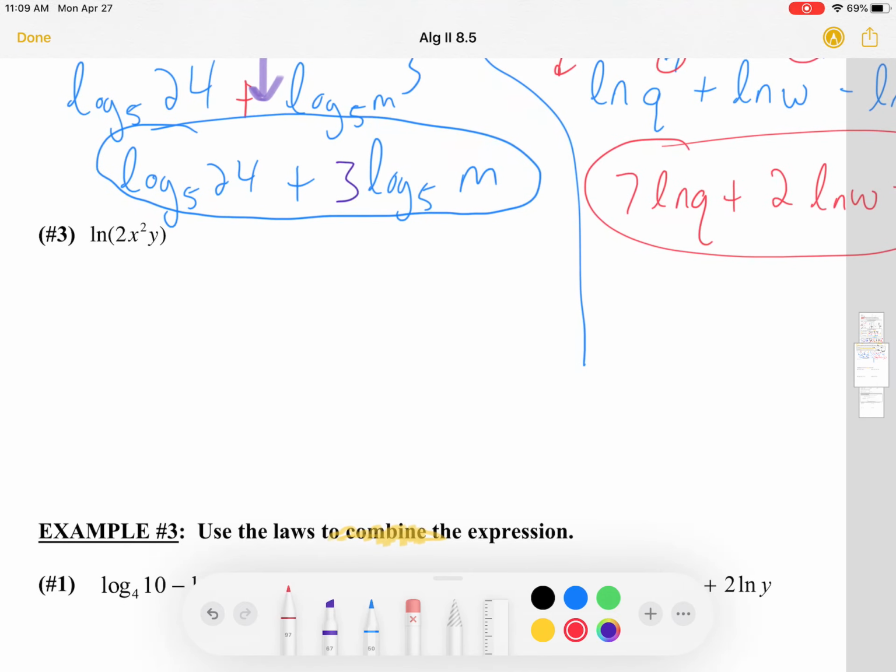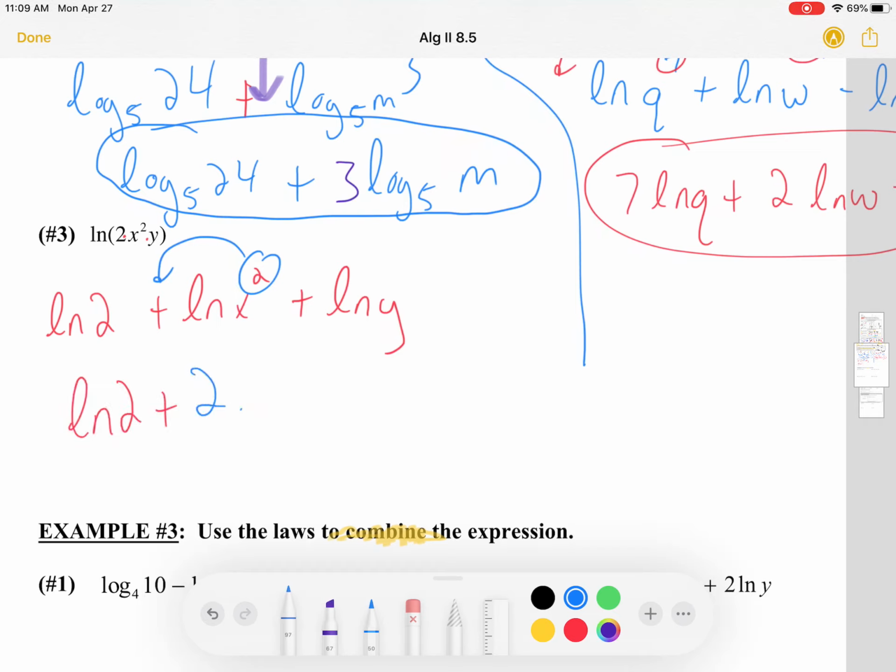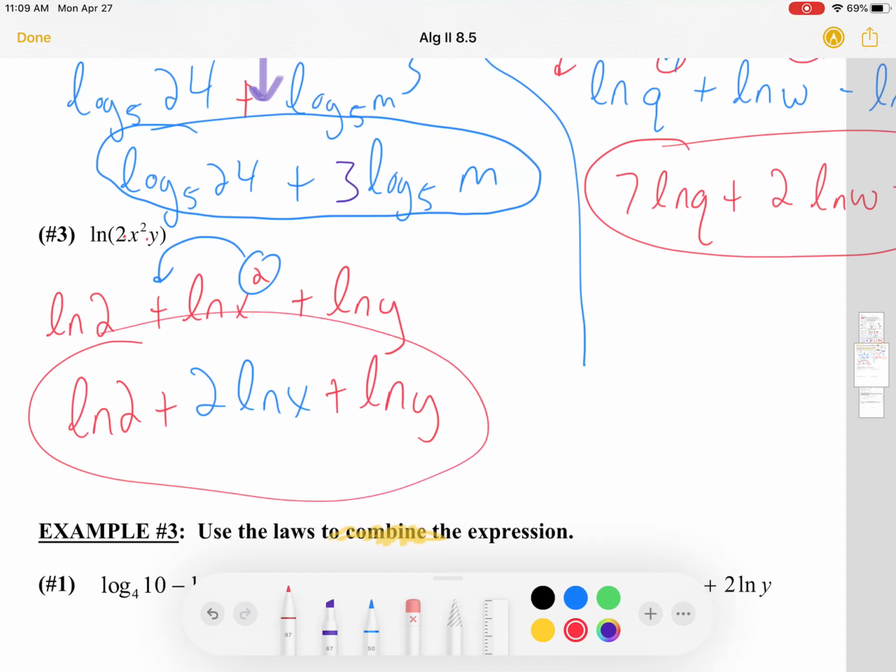Okay, on to number 3. In number 3, we are multiplying between each of these. So when we multiply, we split it up, pull it apart, and it becomes adding. So we're going to have the natural log of 2 plus the natural log of x squared plus the natural log of y. Again, we pulled it apart because we were multiplying and it became addition. I still have one exponent remaining. This guy comes out front, and it becomes ln of 2 plus 2 times the natural log of x plus the natural log of y. That would be your final answer for number 3.